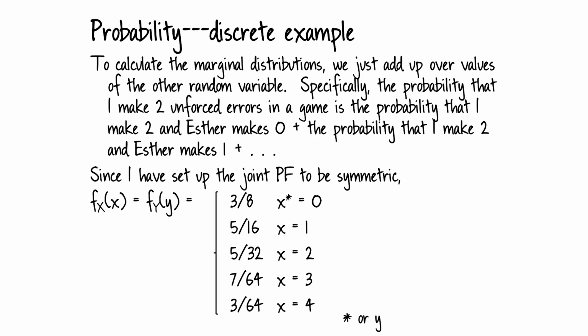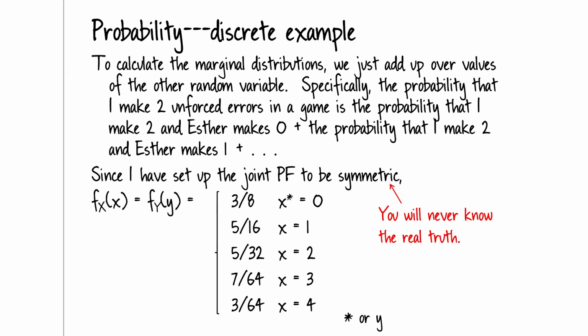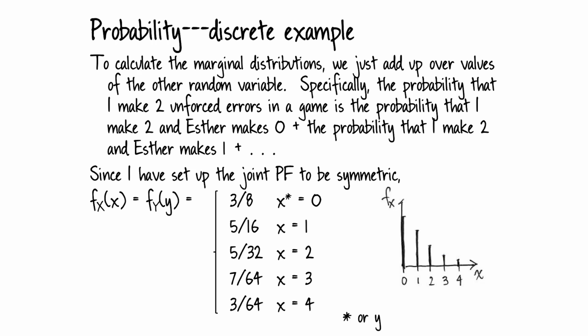Instead of writing both of the marginal distributions out, I just wrote that f sub x of little x is equal to f sub y of little y. And I also want to mention that I will never reveal the true distributions of our unforced errors. You can speculate if you want. And here it is graphically. Both of the marginal distributions look the same, obviously.